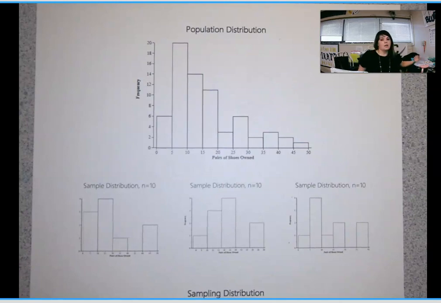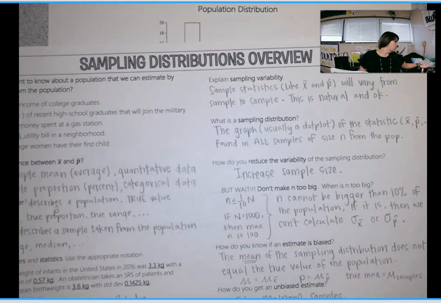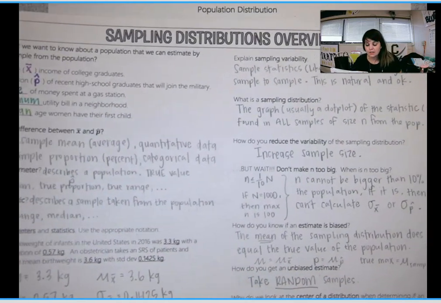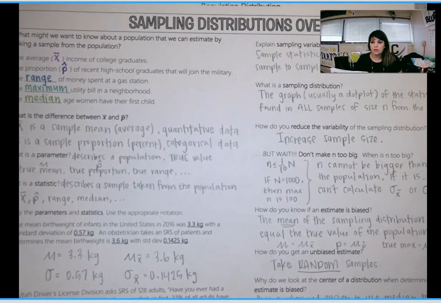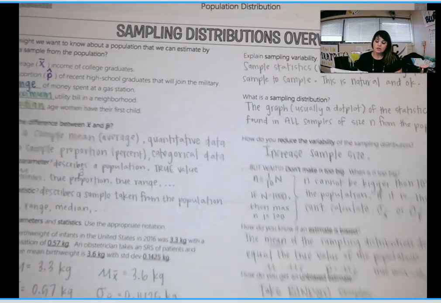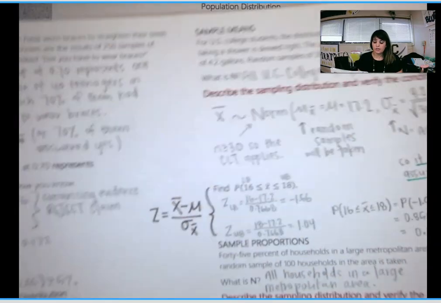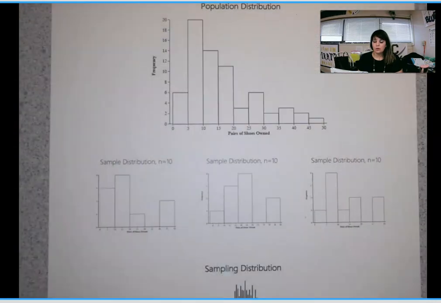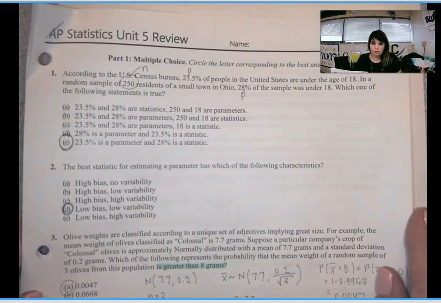Then your other paper is the actual overview of Unit 5. You are going to turn this paper in. You are turning in your overview. You do not need to turn this in. You will also be turning in this review.